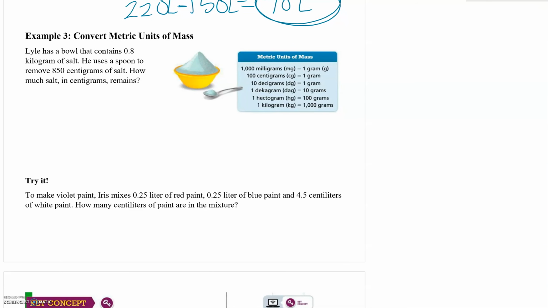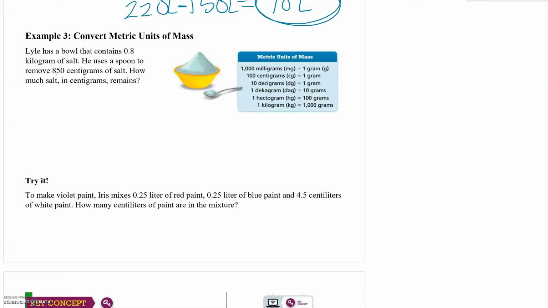All right, and then example 3, convert metric units of mass. So Lyle has a bowl that contains 0.8 kilograms of salt. He uses a spoon to remove 850 centigrams of salt. How much salt in centigrams remains?